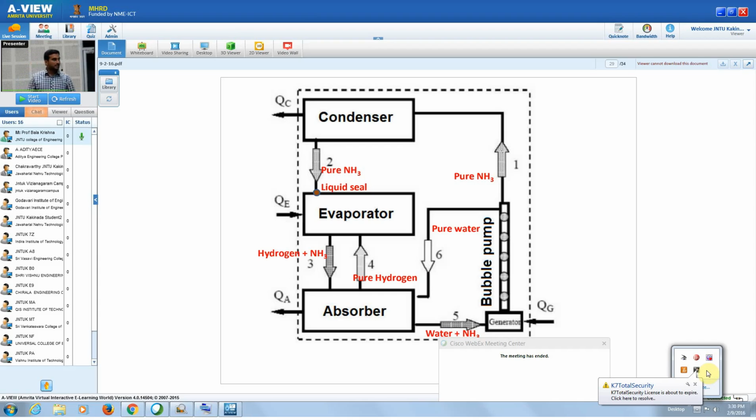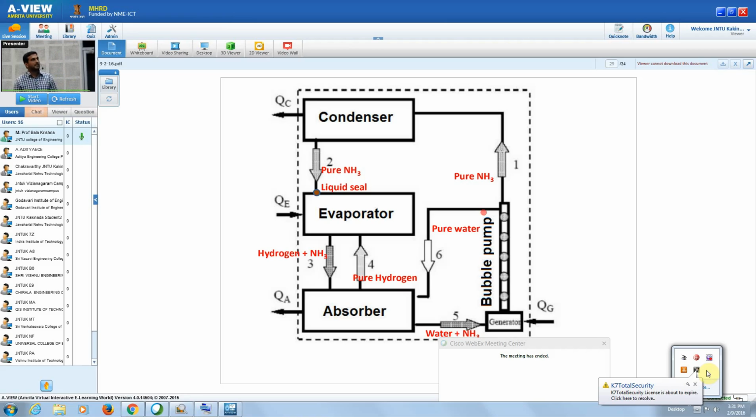Okay. And in the absorber, the NH3 and hydrogen coming from the evaporator get mixed with the water that is coming out of the bubble pump. Here they get mixed. The solution that is coming out of the absorber and going into the generator will be water and NH3 solution. And from the absorber to the evaporator, the fluid that is moving out is pure hydrogen. So this is how the complete procedure works.